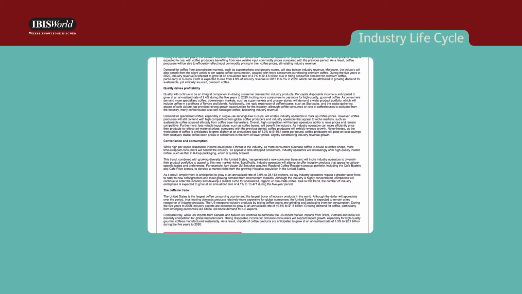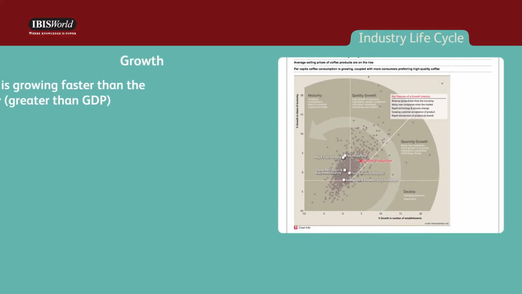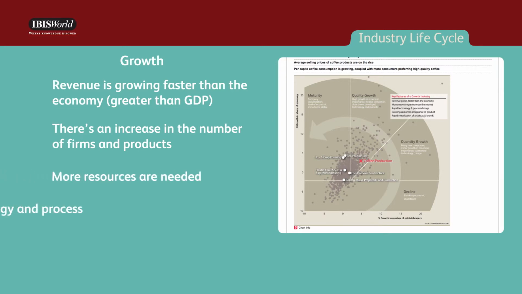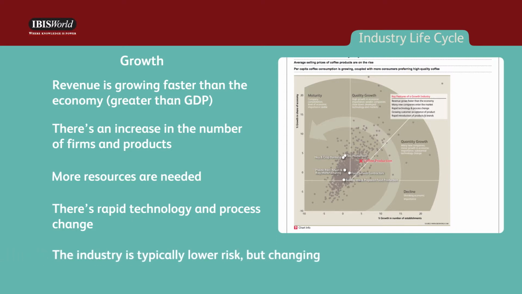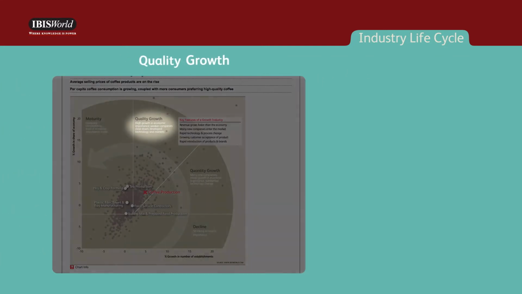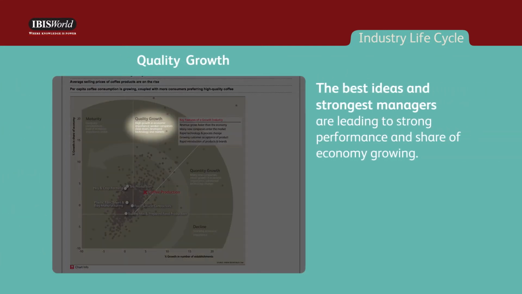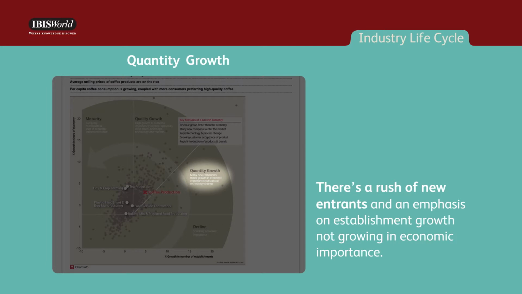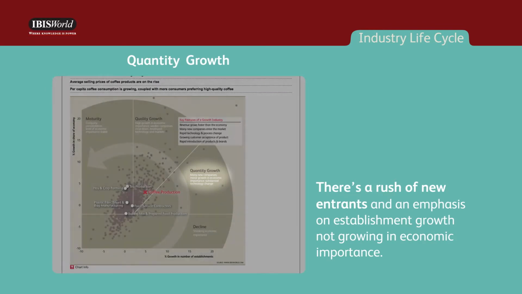In the growth stage, these factors are usually present. Growth: revenue is growing faster than the economy, greater than GDP. There's an increase in the number of firms and products, more resources are needed, there's rapid technology and process change, and the industry is typically lower risk, but changing. In quality growth, the best ideas and strongest managers are leading to strong performance and share of economy growing. In quantity growth, there's a rush of new entrants and an emphasis on establishment growth, not growing in economic importance.